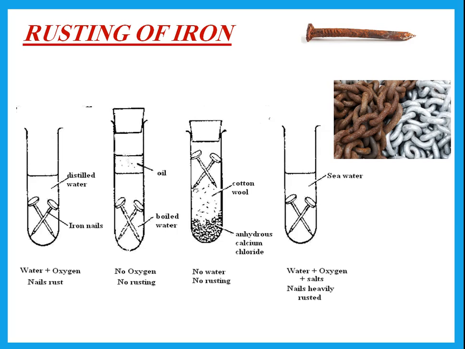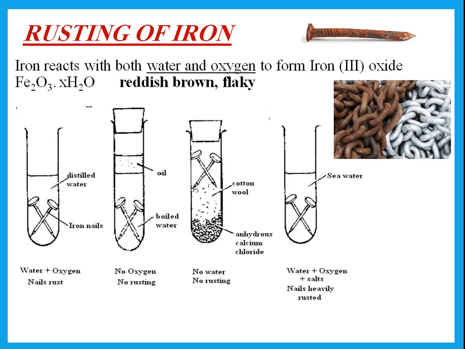So what does the iron basically need in order to rust? The iron needs both water and oxygen. If you're missing any of them, then the nails do not rust. So the iron requires both water and oxygen in order to rust.